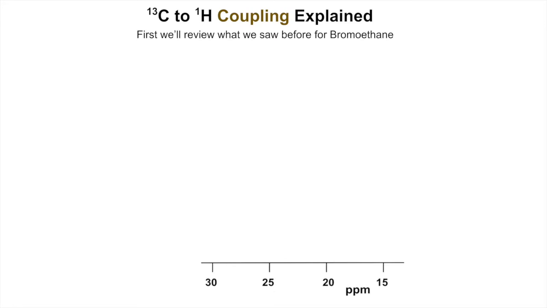Before I explain how we decouple carbon-13 NMR, which we do normally, I'm going to explain how the coupling would occur between the hydrogen, proton, and carbon-13 atoms if we did not decouple. So here it is. Let's look at the bromoethane we looked at before.